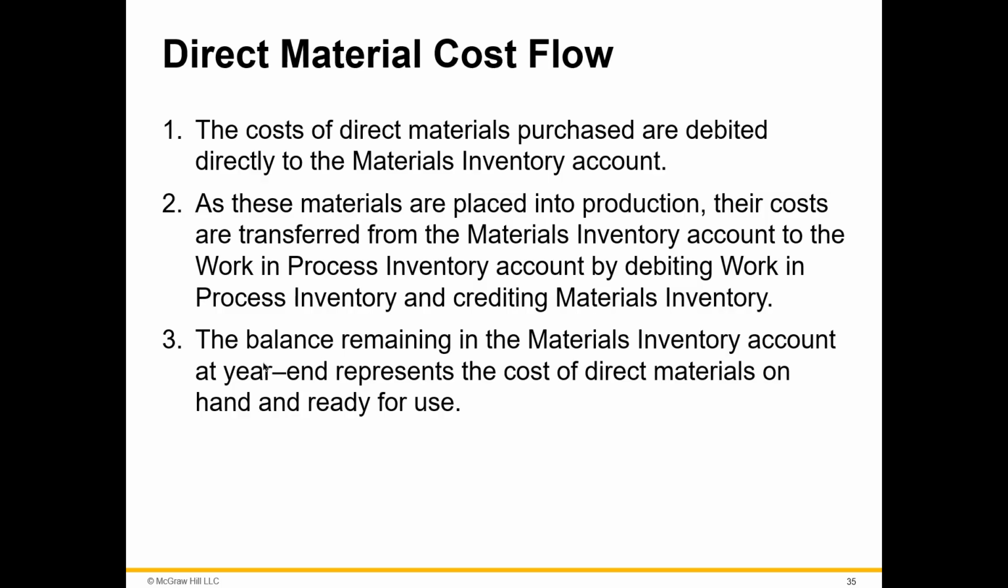And then the balance remaining in the materials inventory account at year end represents the cost of direct materials on hand and ready to use. So some of it we transferred out, right? We moved it into production, but some of it is still sitting there and has not yet been used. And so that's the cost of direct materials on hand, ready to use when production starts the next year.